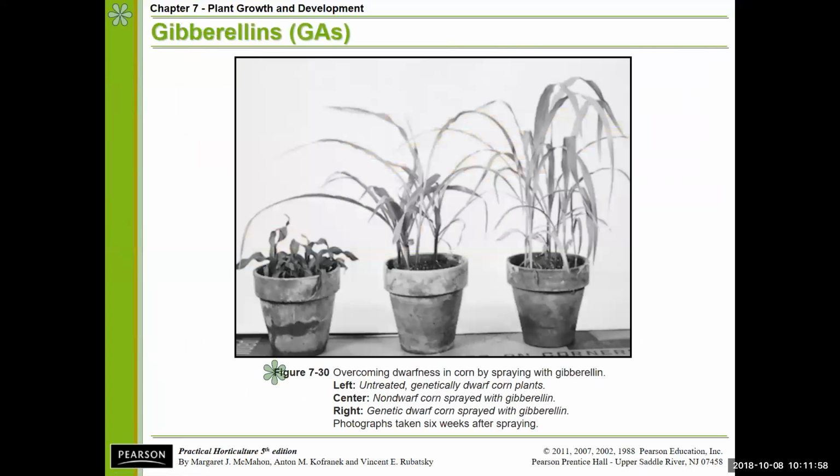Last thing there, they were talking about gibberellins. They found out about gibberellins controlling growth of plants by finding gibberellic acid in dwarf plants. So here we have an untreated, genetically dwarf corn plant, and then in the center a non-dwarf corn plant that has been sprayed with gibberellin, and then on the right a genetic dwarf corn that has been sprayed with gibberellin. So basically, the dwarf plants on the left were not producing gibberellic acid, which could be good or it could be bad in some cases. For production, it's a bad thing, right?